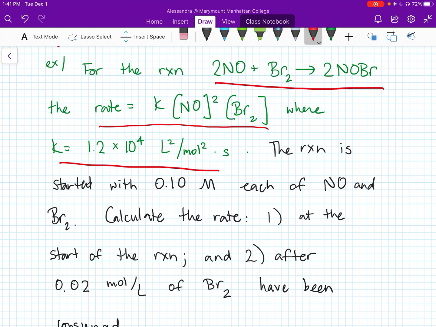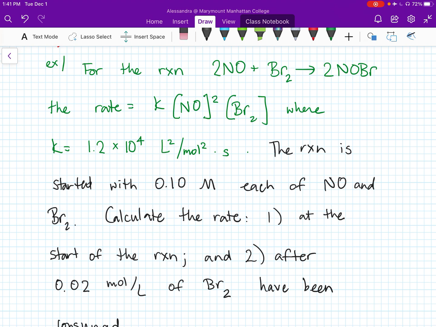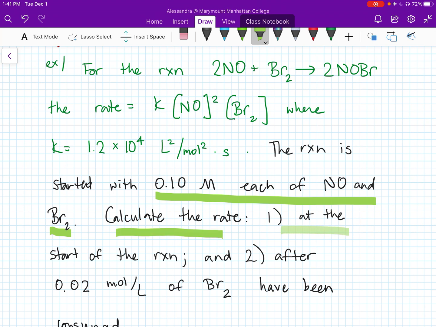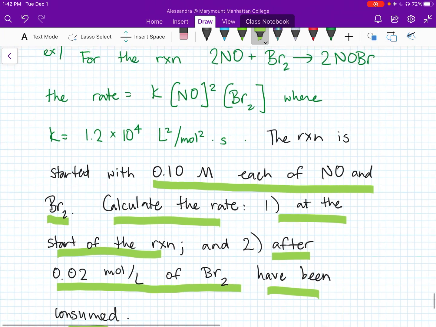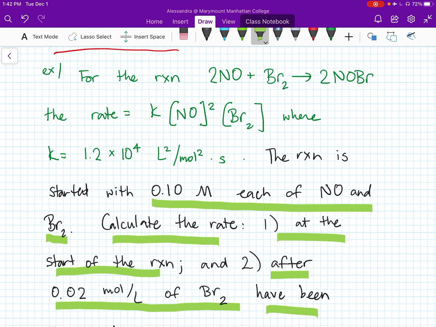Now, we have all this information. So let's say that we start this reaction with 0.1 molar each of the two reactants. So 0.1 molar of NO and 0.1 molar of bromine. Let's calculate the rate at two time points in the reaction. Let's calculate the rate right at the start of the reaction. And let's calculate the rate after 0.02 moles per liter of bromine have been consumed. We can do this because we have all the data that we need from the rate law and the rate constant.